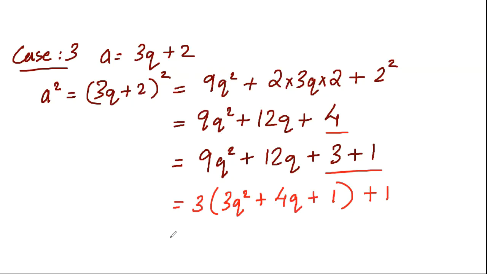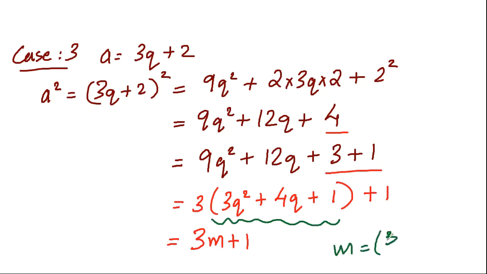and the same thing can be written as 3m plus 1, where we know m is this quantity. This quantity I am writing as m, where m is equal to 3q plus 3q square plus 4q plus 1.